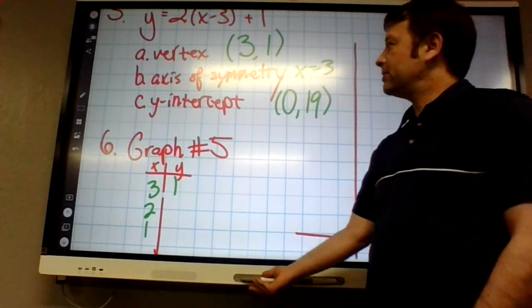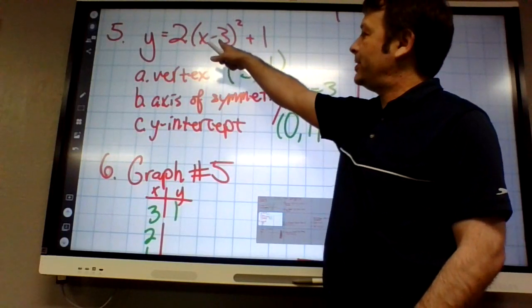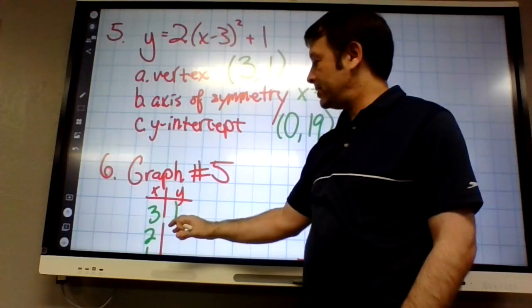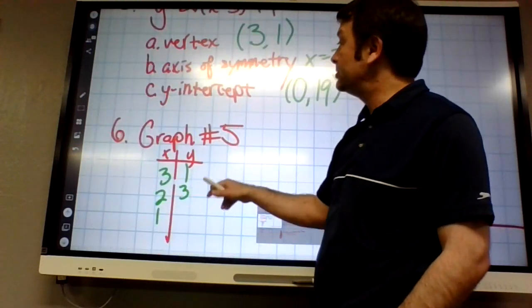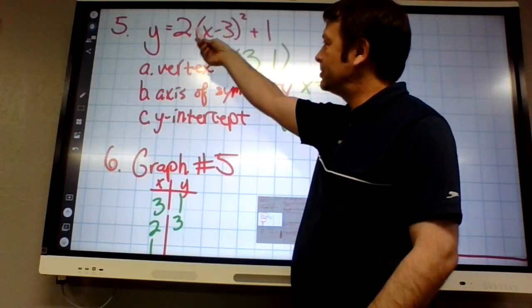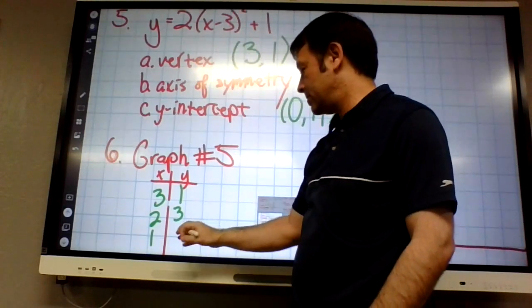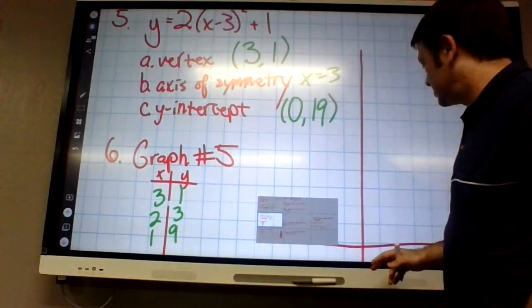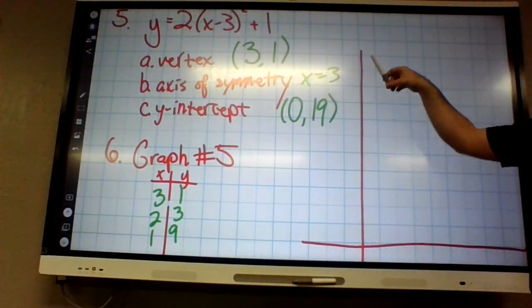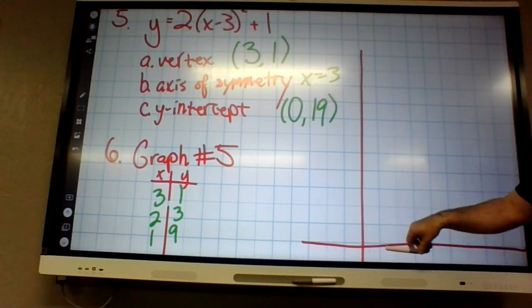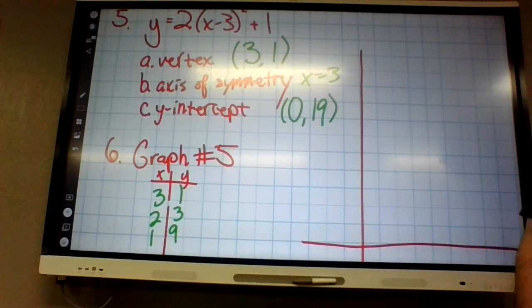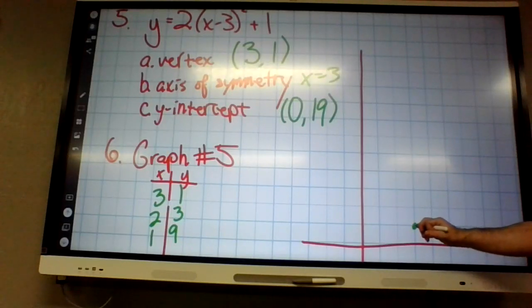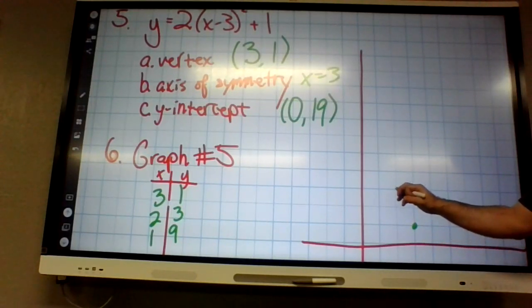Okay, I'm sorry, Lisa. If we plug in 2 right here, we should get 3. And if we plug in 1, 4 times 2 is 8 plus 1 is 9. You might notice that I made my graph go really high. I put my x-axis down at the bottom because it's going to go up to 1, 9. So 3, 1 is the vertex. 2, 3, 1, 9.